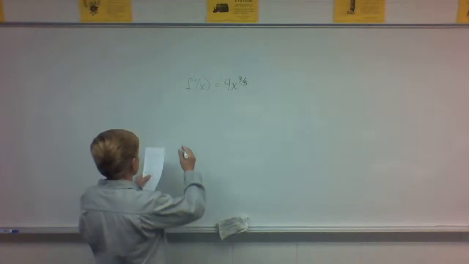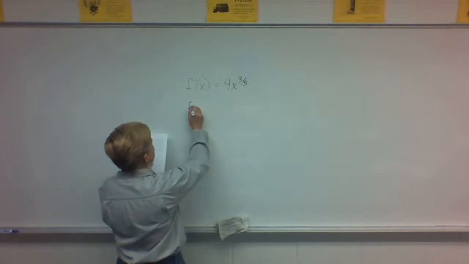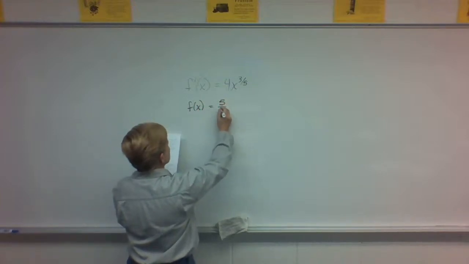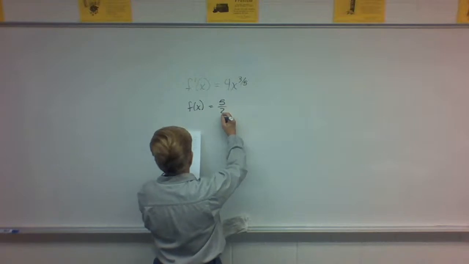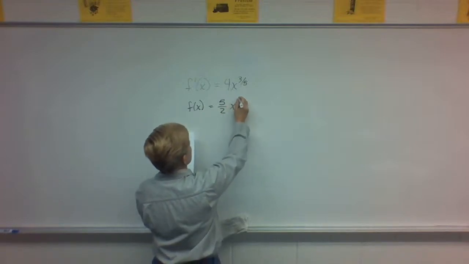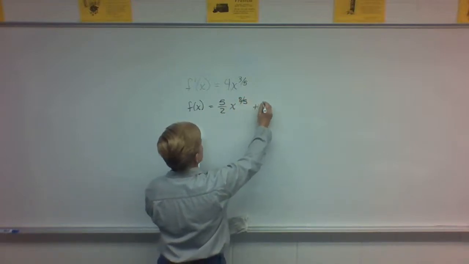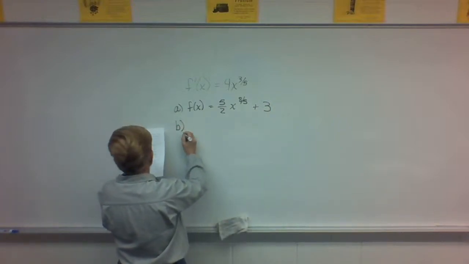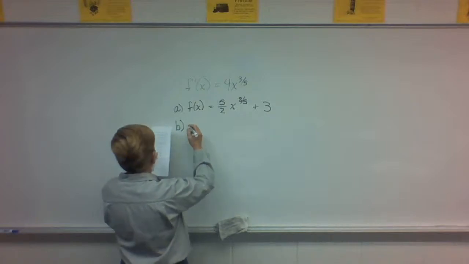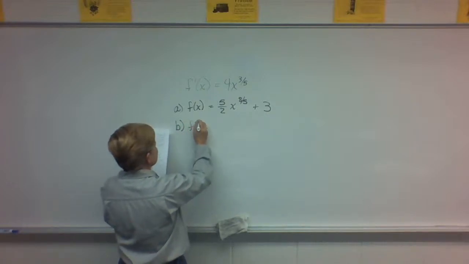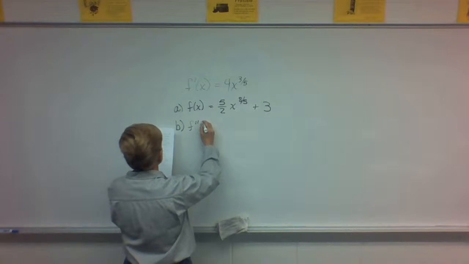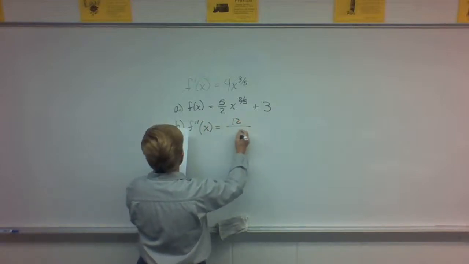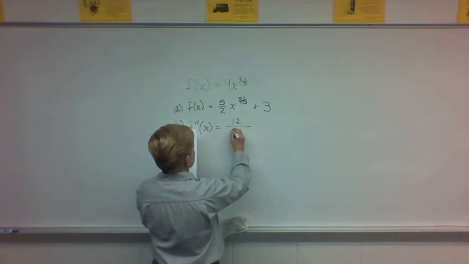So these are our choices. F of x is equal to 5/2 x to the 8/5 plus 3. That's one option, that's A. B looks like this. I'm going to put it all down here for the people that are viewing, and so I can reference these and talk about them. So just give me a minute. Equals 12 over 5 x to the 2/5.